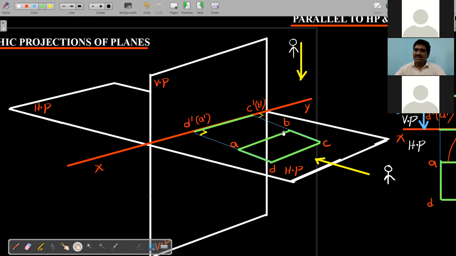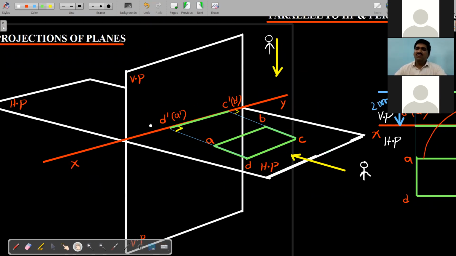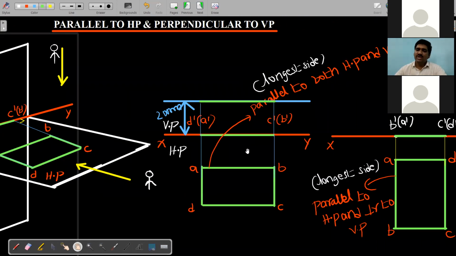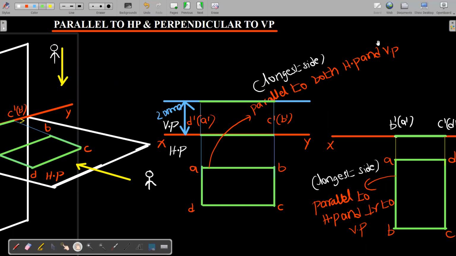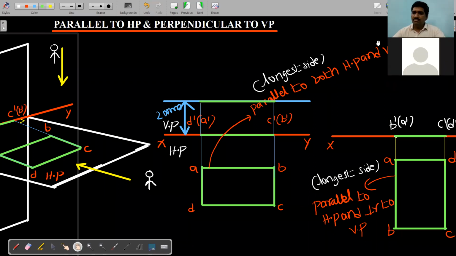If a body is lying in the first quadrant, the front view will always be above XY and the top view will always be below XY. Sir, in the exam we will only get first angle, no sir? First angle only. Otherwise, he will specify. He will specify definitely. Above HP and in front of VP means we can definitely say. So 90% it is first quadrant only, in the exam? Yeah. Okay sir, thank you.